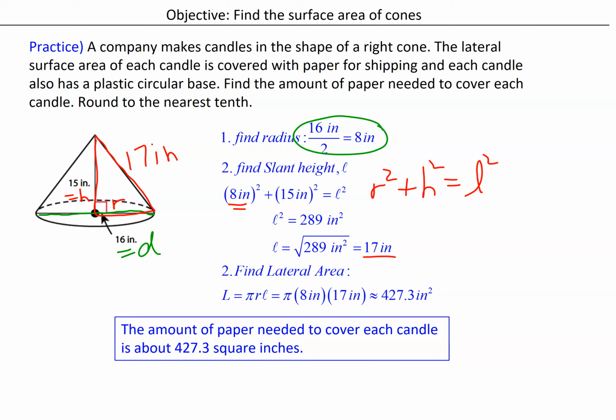And then here, in this particular problem, the lateral surface is going to be covered with paper. And so we're just doing a lateral area, pi r L. And we want to cover each candle. And let's see, did we have just one candle? Looks like we had just one candle here. So there's our calculation, rounded to the nearest tenth in square inches.